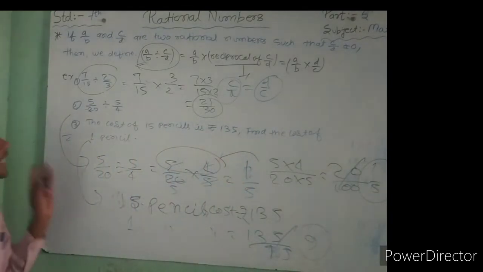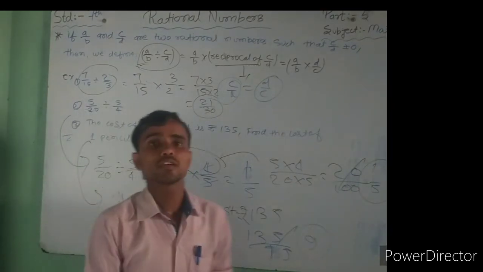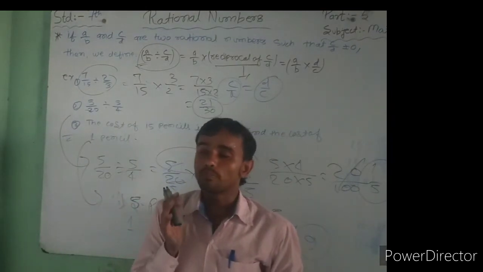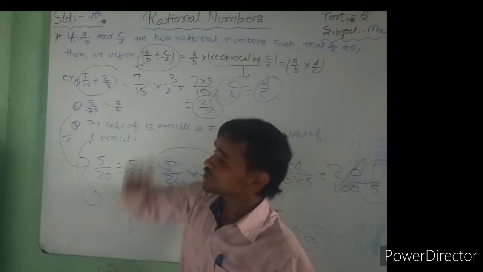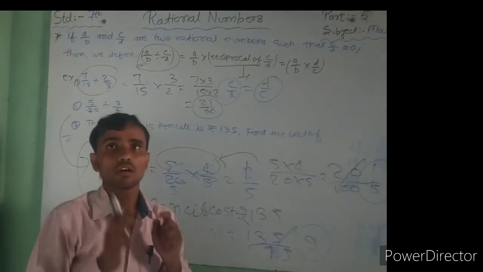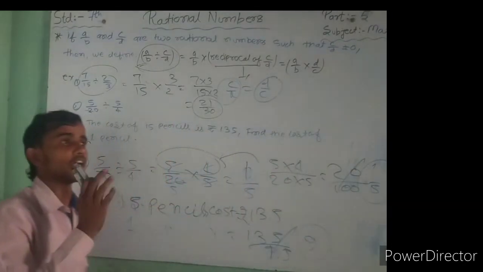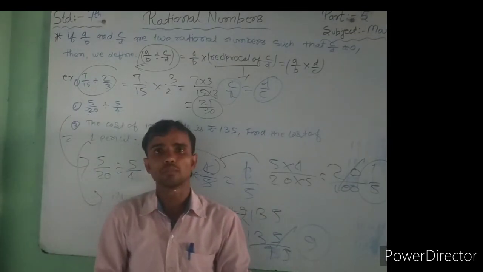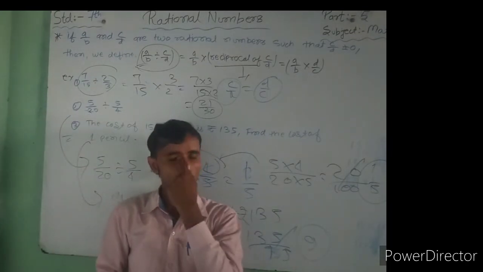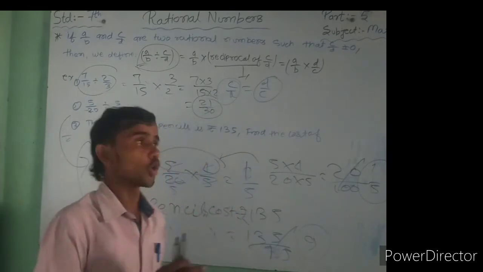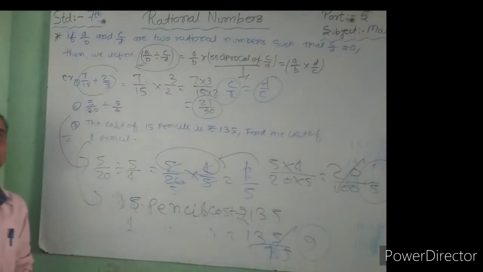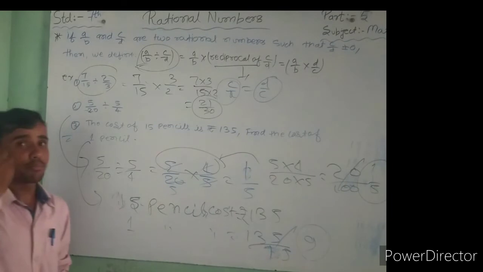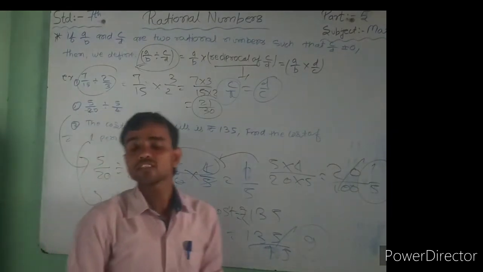Okay, my dear students, in this class we have discussed rational numbers, subtraction of rational numbers, addition of rational numbers, multiplication of rational numbers, and division of rational numbers. So today all the topics of our third chapter are complete. And my dear students, you complete all the exercises of your third chapter.